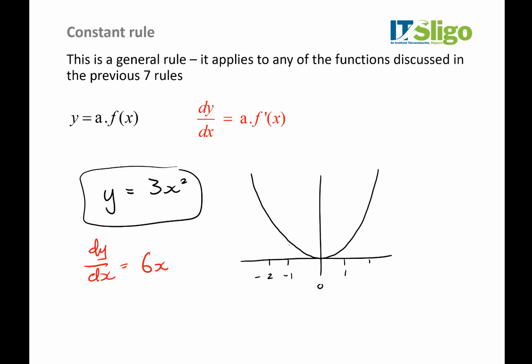Now for any x value, we can tell the slope. When x is minus 1, here, we now can tell the slope at that point. Put minus 1 in for x, the slope there is minus 6. Similarly, the slope when x is 1 is plus 6. When x is 2, the slope is going to be 12. So we can tell the rate of change of our black function very easily.